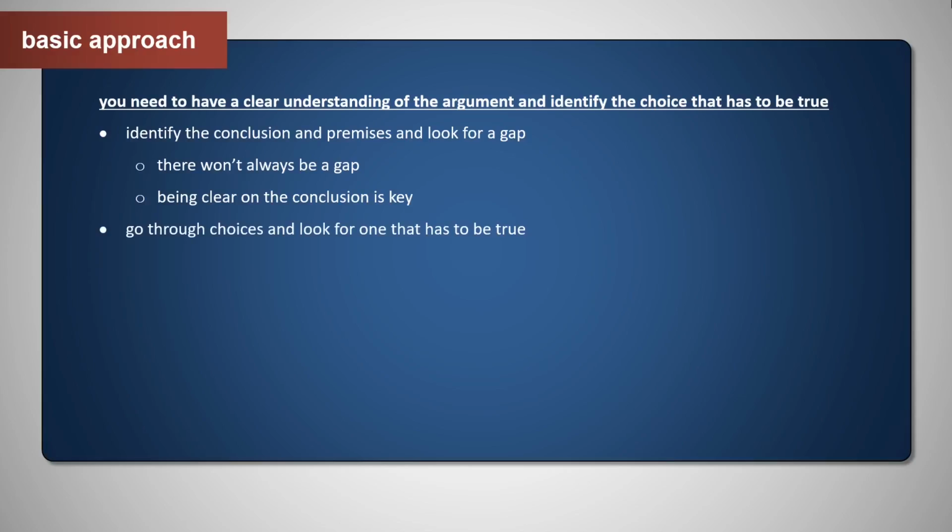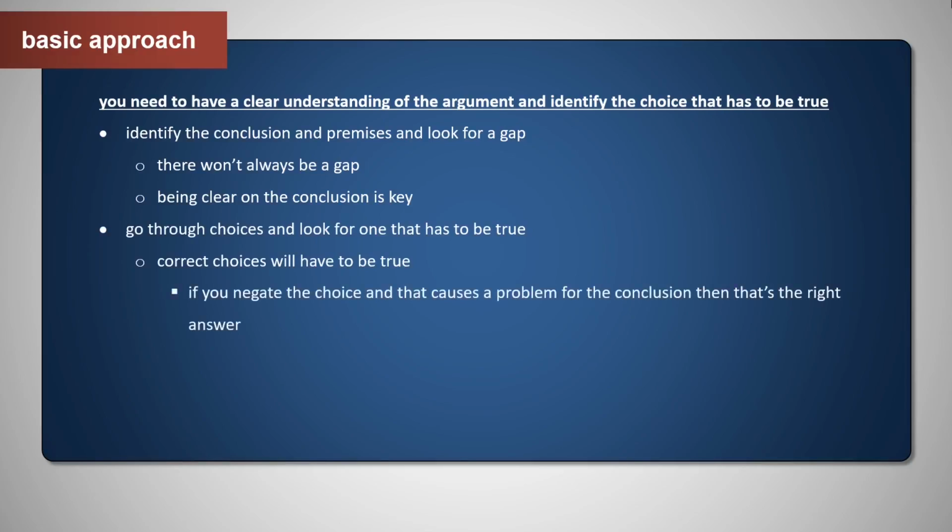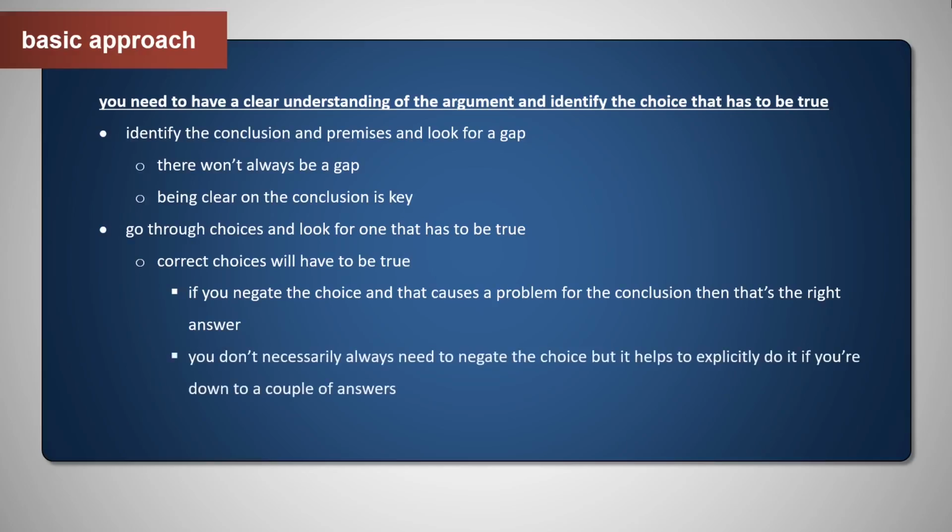So you then go through the choices and look for the one that has to be true. The correct choice is going to have to be true. That means that if you negate that choice, that's going to cause a problem for the conclusion. If you negate a choice and it causes a problem for the conclusion, that's the right answer. The right answer cannot be negated, because if you negate it, you're going to have a problem with the conclusion. That's what it means that it has to be true. Now, you don't always necessarily need to negate the choice, but it helps to explicitly do it if you're down to a couple of answers. We'll cover this in detail when we go through the questions, but that's what I call the negation check test, because something that has to be true can't be false.